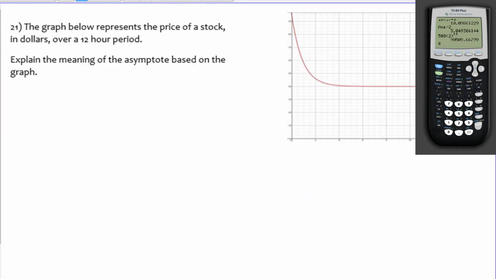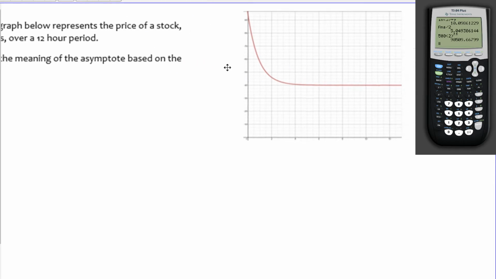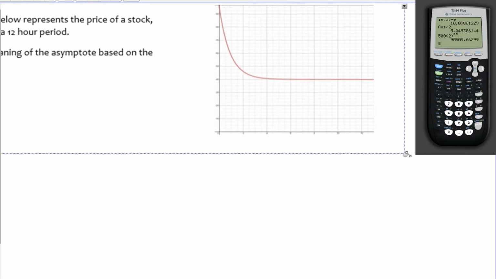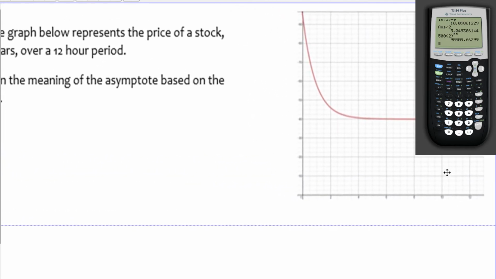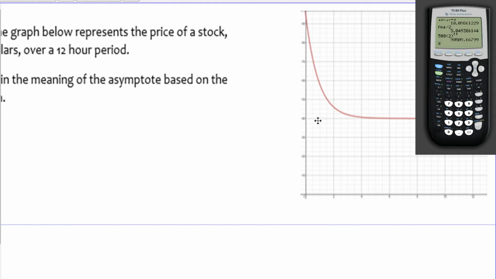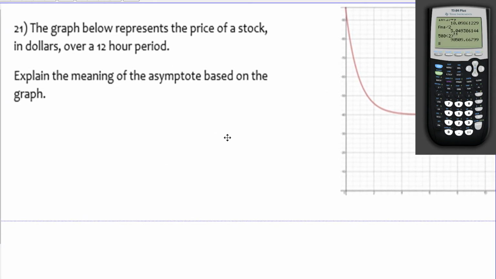Problem number 21, it says the graph below, or off to the right, represents the stock value in dollars over a 12-hour period. Explain the meaning of the asymptote. Okay, and so my picture's a little bit small. Let me see if I can make this a little bit bigger so I can see it. Okay, which I really can't. Okay, so I believe that that's 40. Yeah, that looks like 40 to me. Okay, so we're going to go with that.